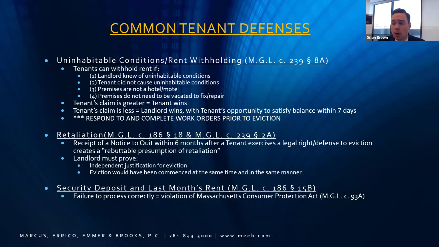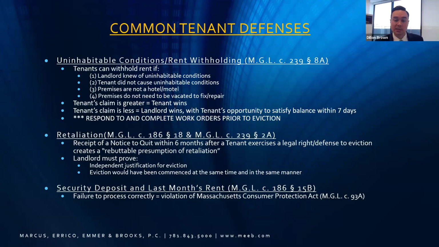And what the tenant has to prove in that case is that the landlord knew of the uninhabitable conditions, the tenant didn't cause them, this isn't a hotel or a motel, and the premises or the apartment doesn't need to be vacated in order for the landlord to make the requisite repairs. So, especially in a non-payment case, if the tenant's claim of withholding rent is greater than the outstanding rental balance, meaning the value of the apartment that they got is greater, then the tenant wins the case because their claim would defeat the landlord.